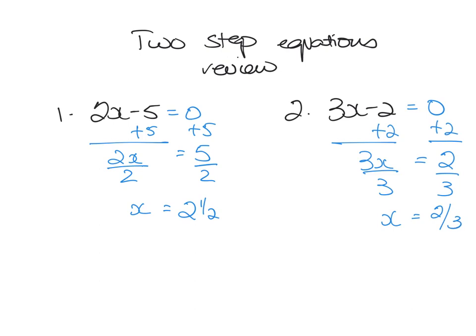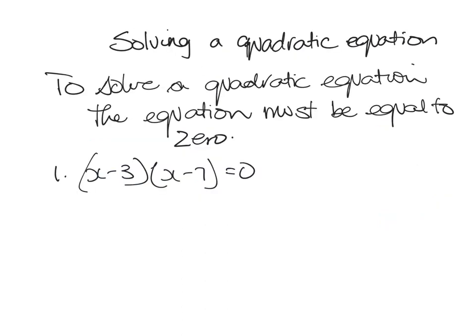Before you can solve quadratic equations, you must be able to solve one-step and two-step equations. Let us now look at solving a quadratic equation. Equation means that it is equal to something. To solve a quadratic equation, it must be equal to 0. If the quadratic is not equal to 0, then we must make it equal to 0 before we attempt to solve it. This is a quadratic that is already in the factorized form.